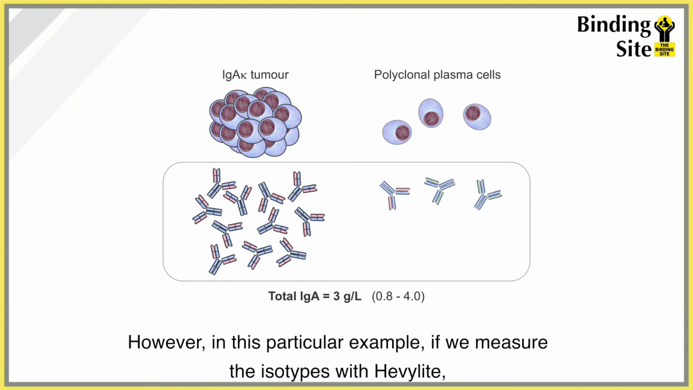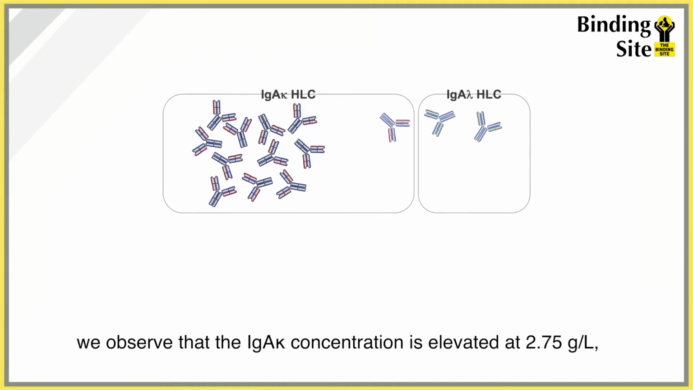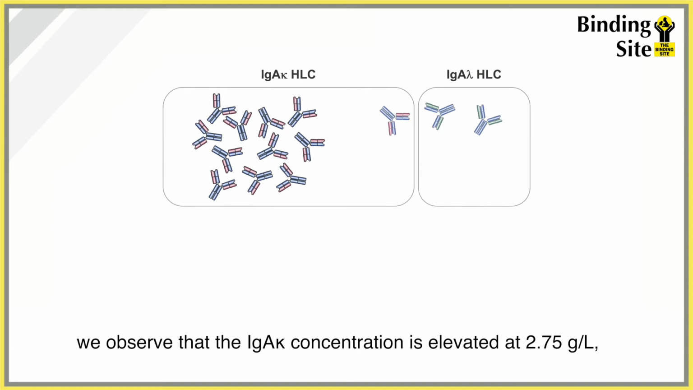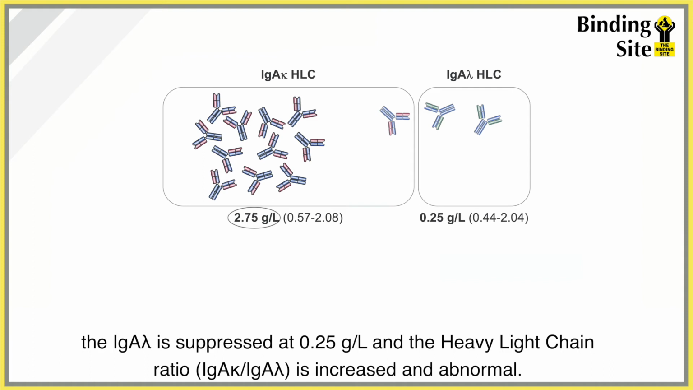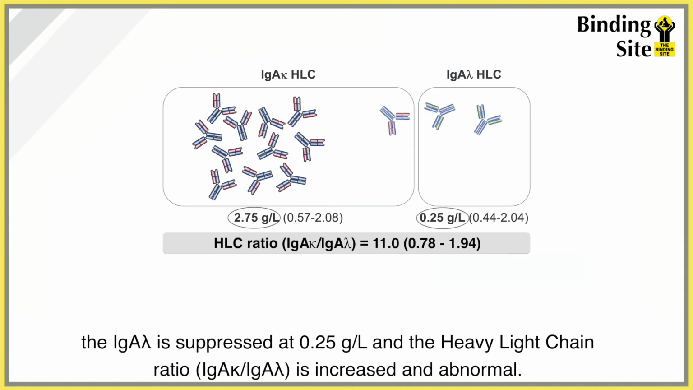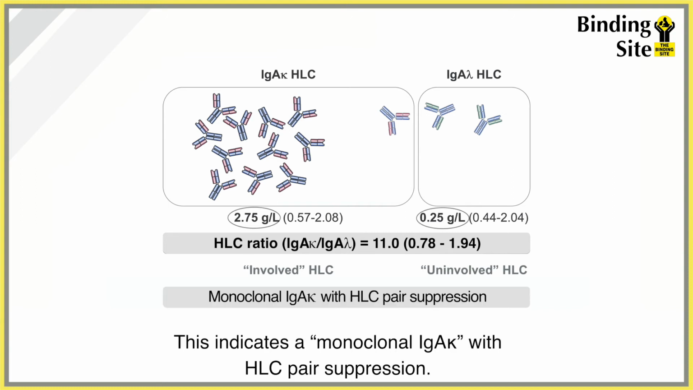range. However, in this particular example, if we measure the isotypes with Hevylite, we observe that the IgA kappa concentration is elevated at 2.75 grams per litre. The IgA lambda is suppressed at 0.25 grams per litre, and the heavy light chain ratio, which is the IgA kappa divided by the IgA lambda, is increased and abnormal. This indicates a monoclonal IgA kappa with HLC pair suppression.